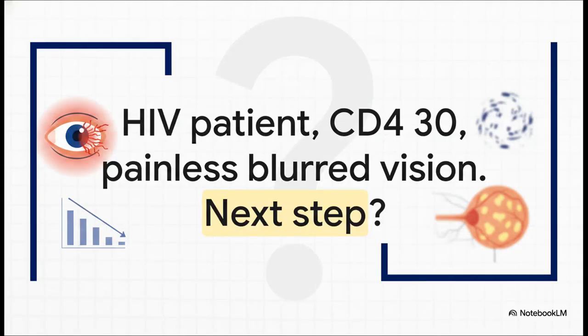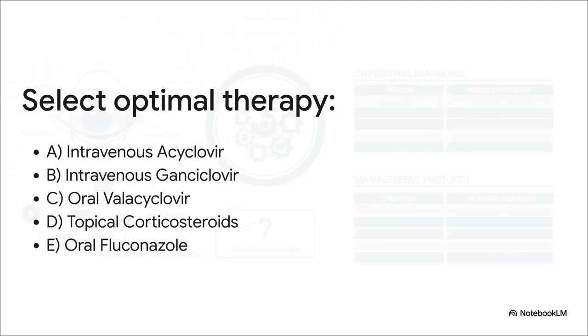All right, let's move to our first integrated assessment and apply that threshold and presentation directly. We have an HIV patient with a CD4 count of 30 who complains of painless, blurred vision, and new-onset floaters. Fundoscopy shows those classic yellow-white retinal patches. So, what's the most appropriate next step in management? You've got to discriminate between these 5 distinct options, and it's all based on the exact viral enzyme profile.